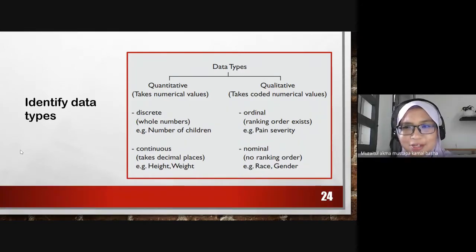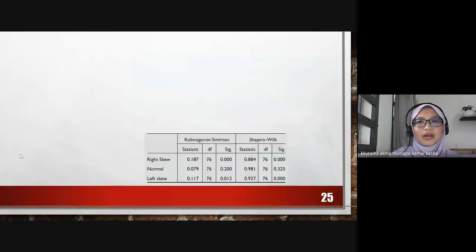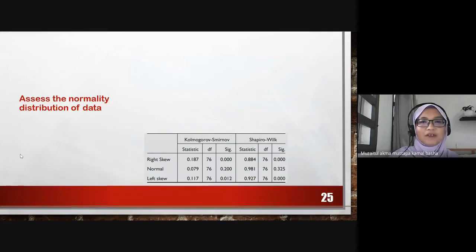Okay, we continue. So in qualitative we have nominal. So nominal, no ranking order, such as race, or in Malaysia we always use ethnicity, gender. Okay, so that's called data types. Now we move to normality distribution of data.